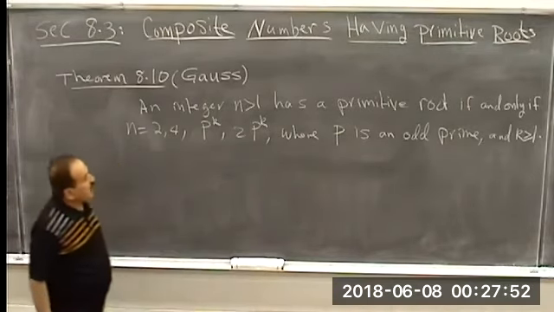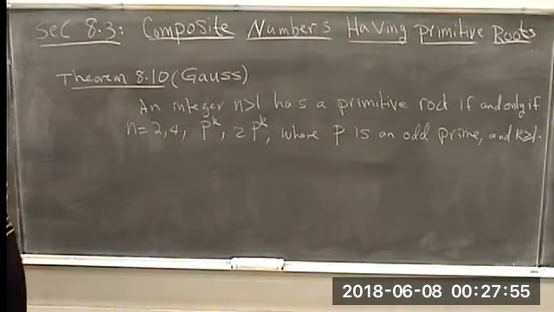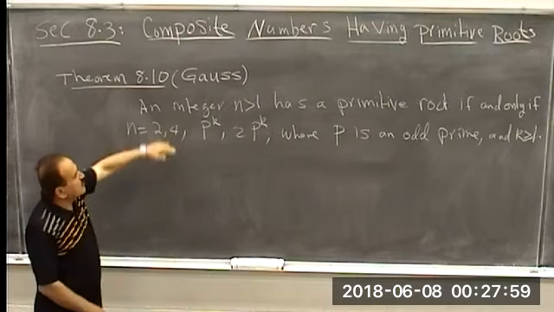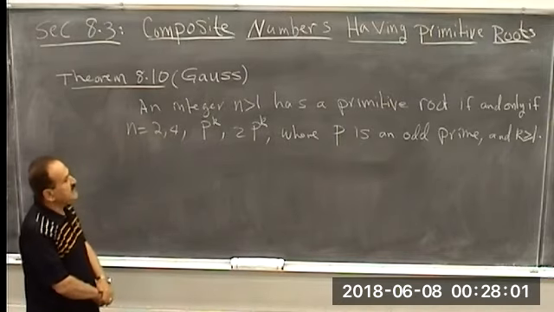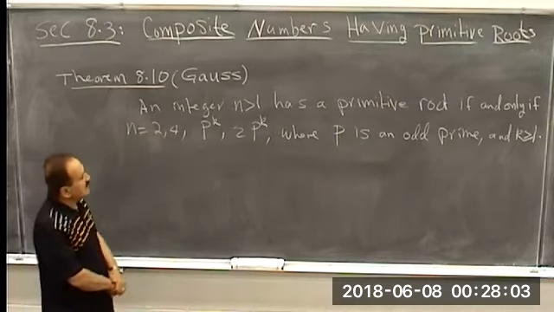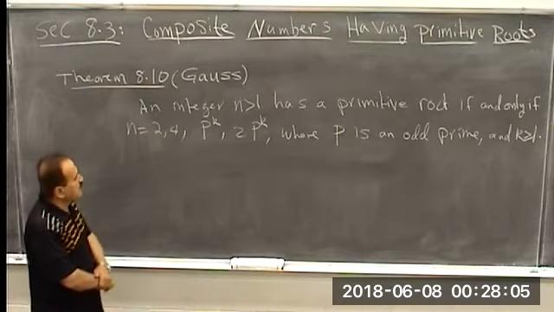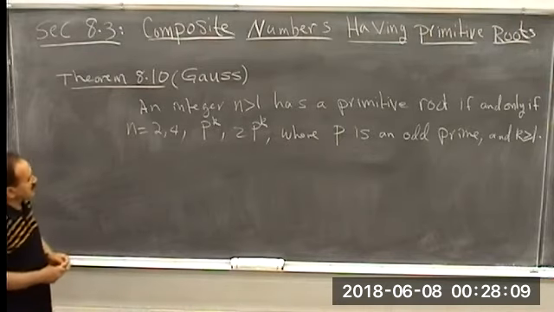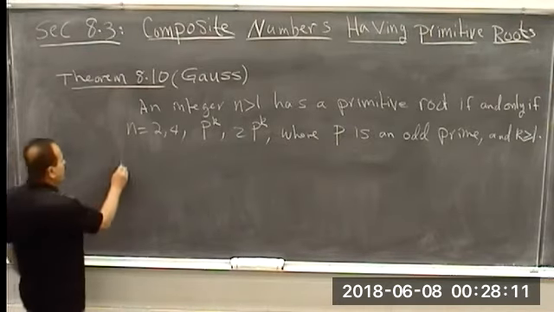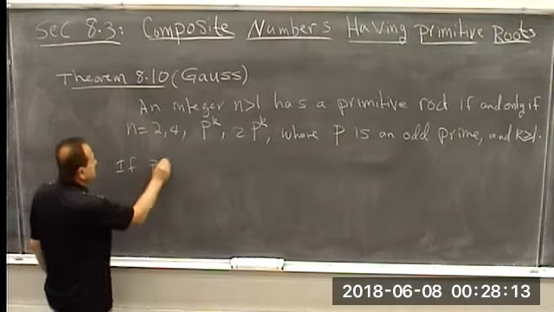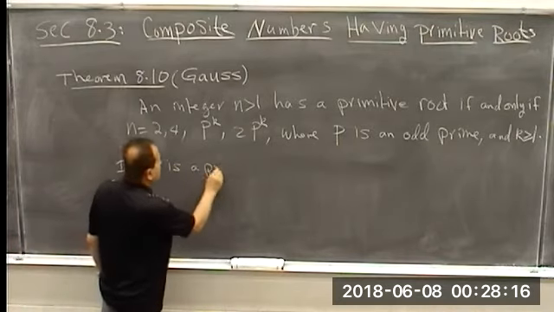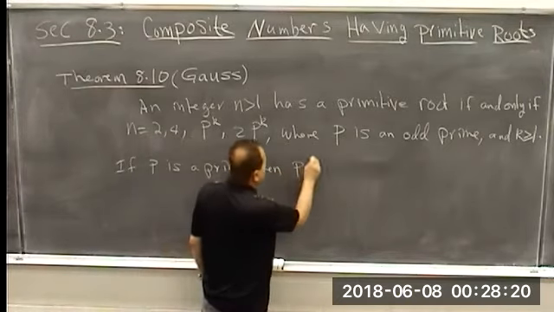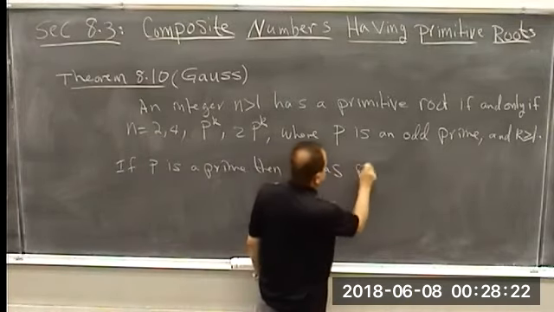All right, so our objective in the remaining part of this lecture, it's going to be a while, is to arrive at this list of numbers, each one of which has a primitive root. All right, first we have already shown that if p is a prime, then p has primitive roots.